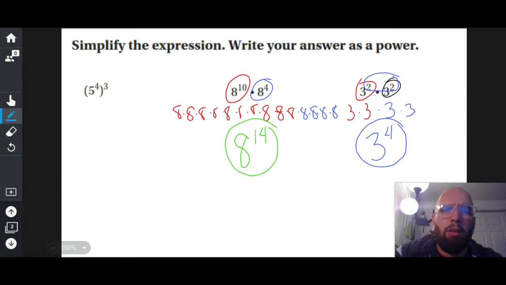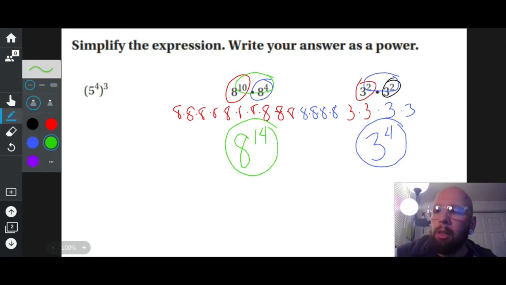Huh. So I wonder if there's a way I can get that 8 to the 10th and 8 to the 4th and get that 10 and that 4 to a 14. I don't know. Maybe.